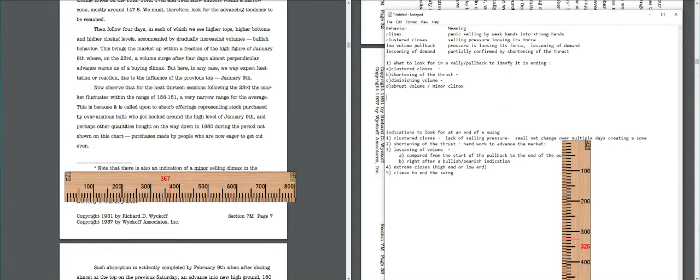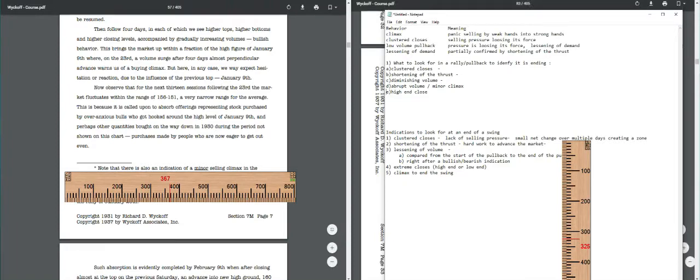And second question is, what else do you look for? For the start of the move, after the pullback, a high-end close is telling you that it's about to resume. The rally is about to resume.